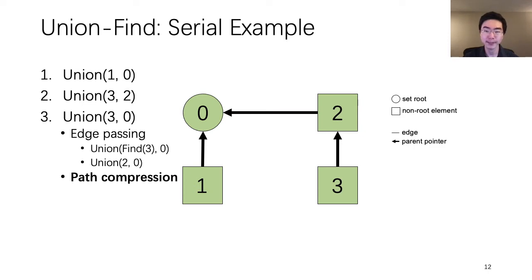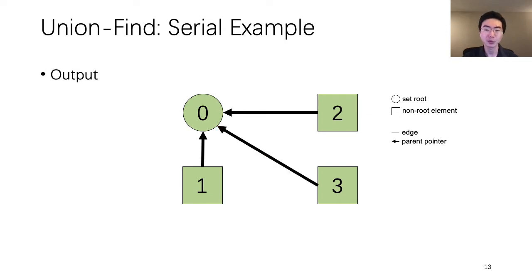We next compress the path between elements 3 and 0. Element 3 directly points to element 0 after the path compression. Finally, we get the desired output, where each element points to the set root. We can label the entire set using the root ID.